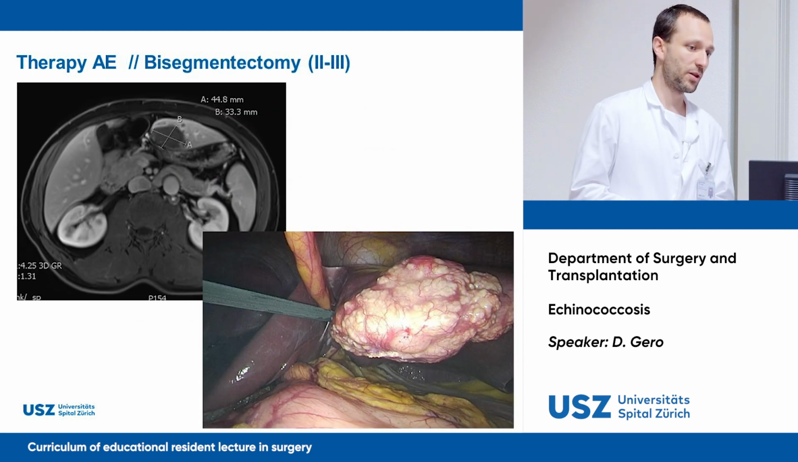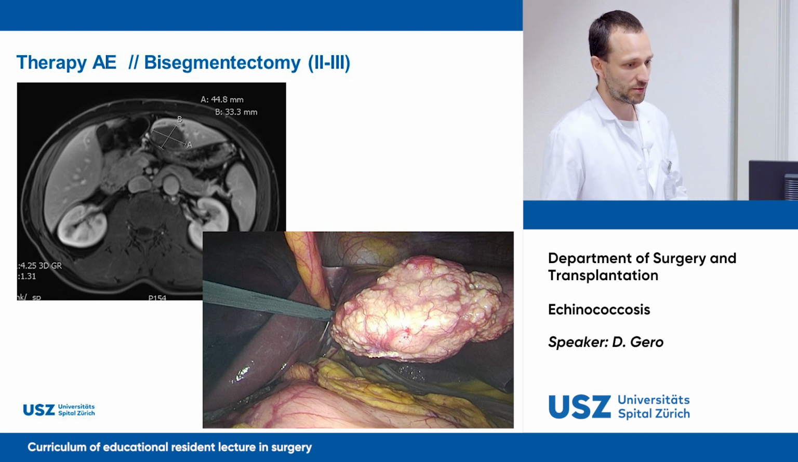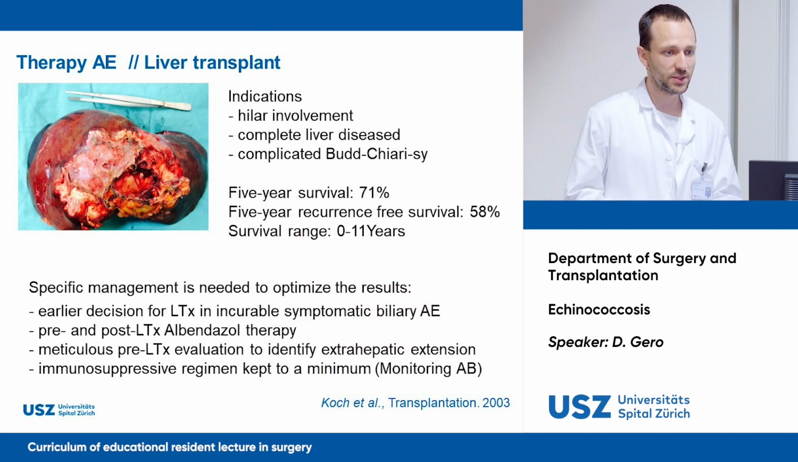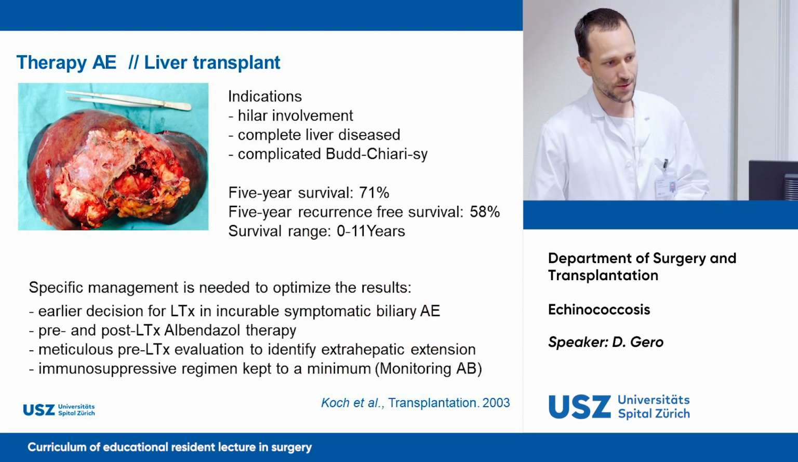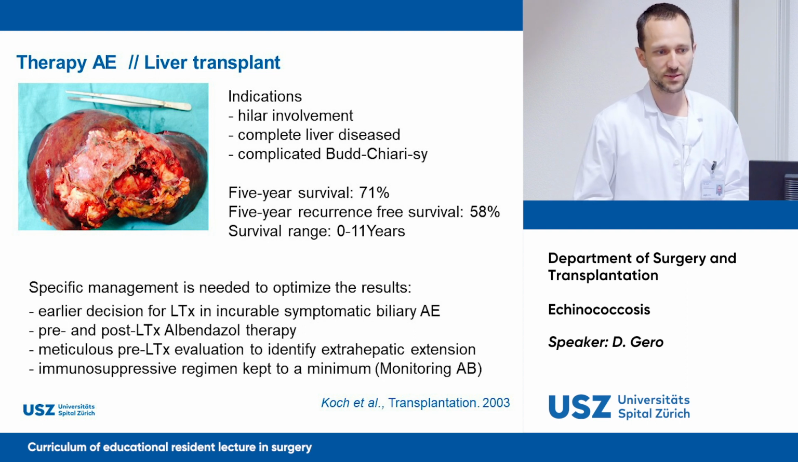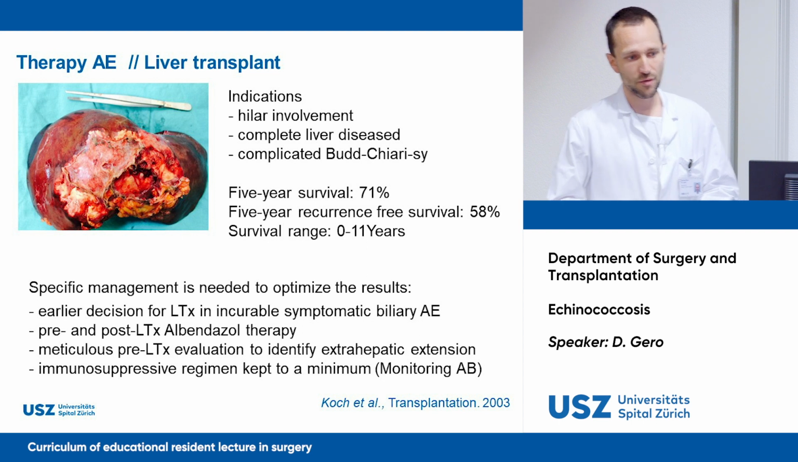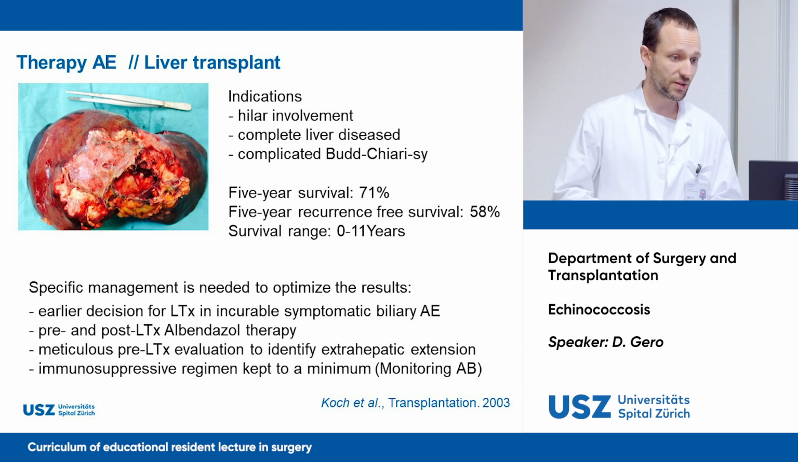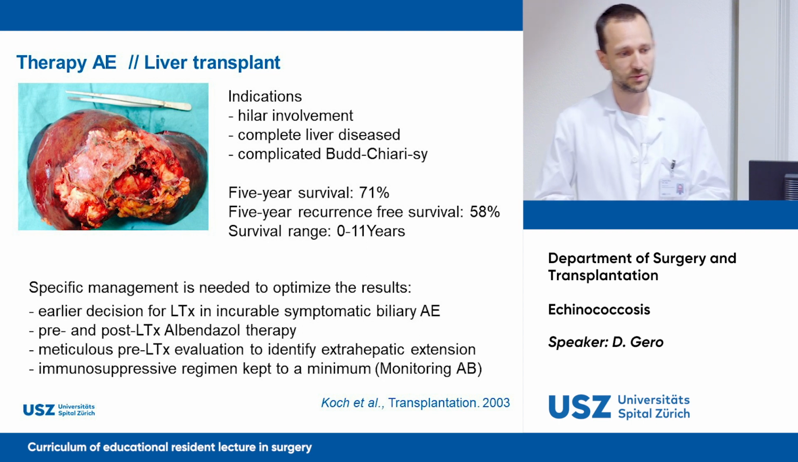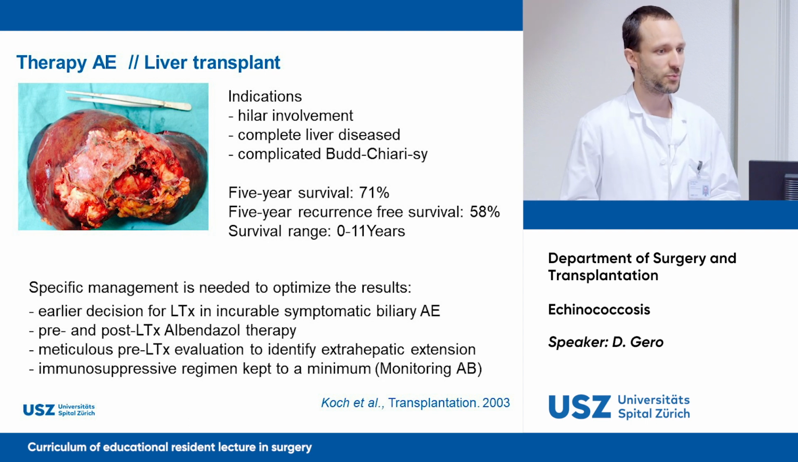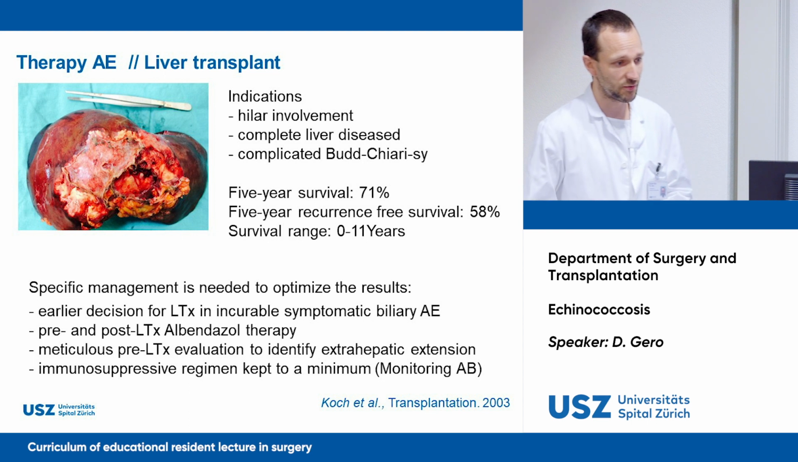Here is an example of a localized alveolar echinococcosis in the left liver, where we could perform a bisegmentectomy. When this is not possible because there is a hilar involvement, or the complete liver is diseased, or there are complications related to the vessels like a Budd-Chiari syndrome, we have to consider liver transplantation. The 5-year survival of transplantation is 71%, with a 5-year recurrence-free survival estimated at 58%. The survival has been reported to range between 0 and 11 years.